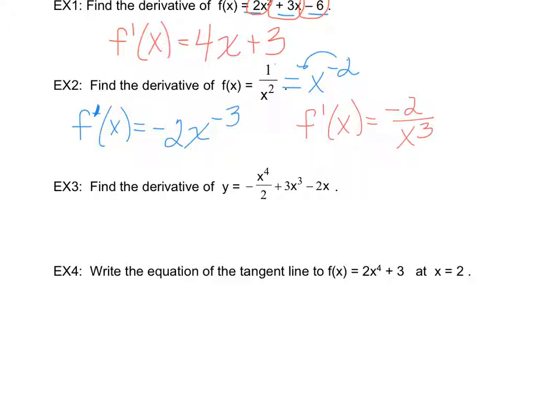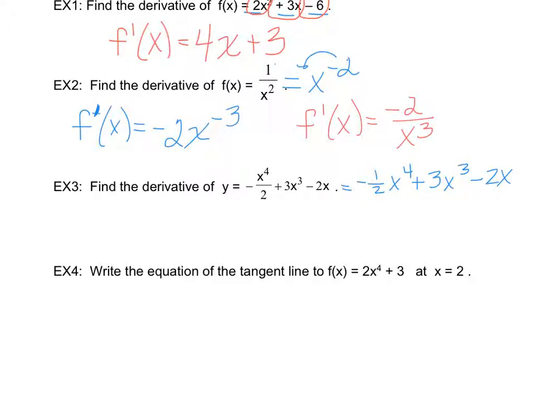On number 3, why don't you try that one? Try number 3 real fast. It shouldn't take you that long. I'm just going to write that first term a little differently. So how would we write the derivative?